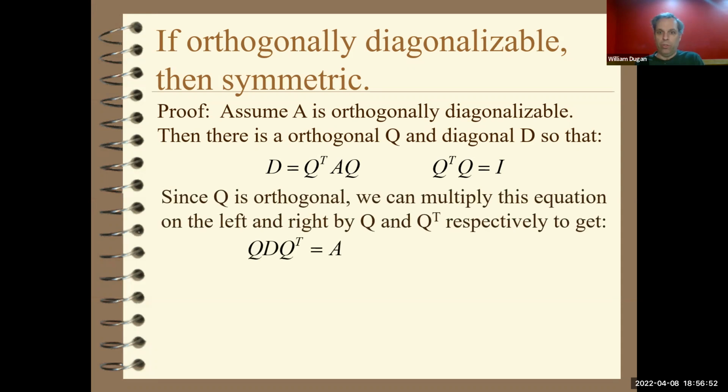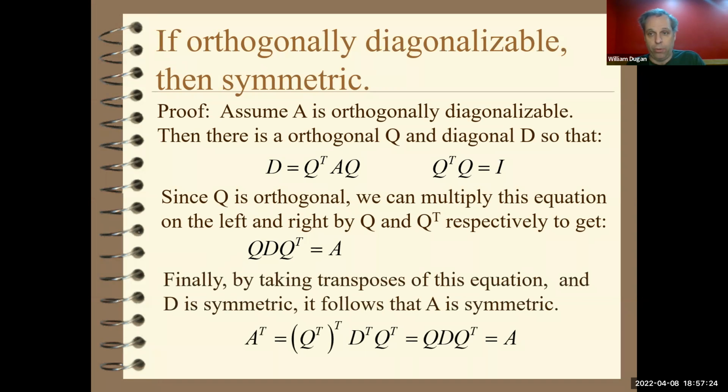Now take that equation, D equals Q transpose times A times Q, and multiply on the left by Q and on the right by Q transpose. Remember, Q times Q transpose is the identity, and Q transpose times Q is the identity also. Therefore, you get that A equals Q times D times Q transpose. The minute we have that, all we have to do is take the transpose of both sides. I'm going to prove to you now that A transpose is A.